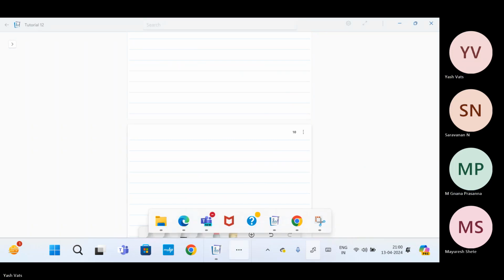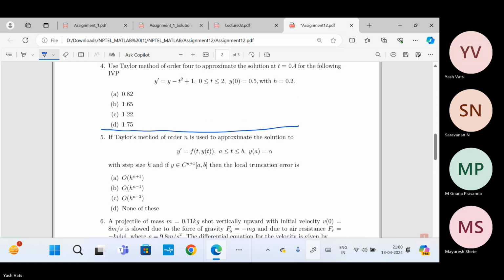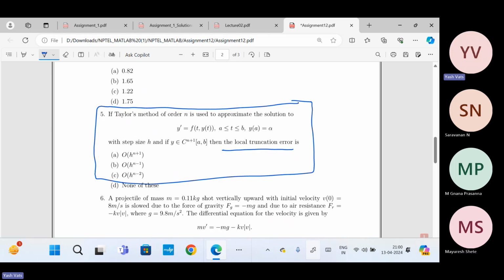And the other thing is, can you tell me this one? What should be the local truncation error in Taylor's method of order n? What is the correct answer? n+1. Yes. And the order of global error? Global is n, since it is divided by h.